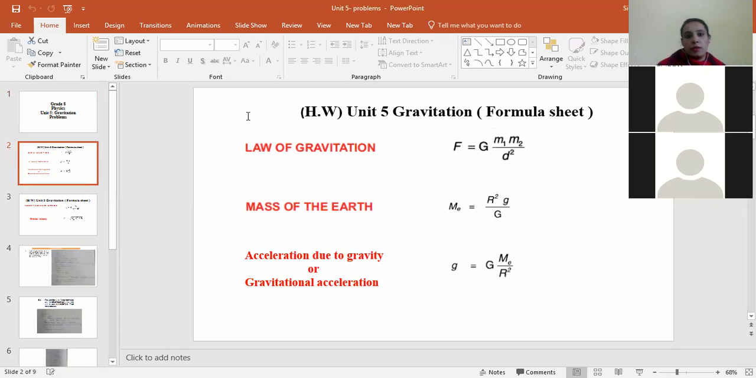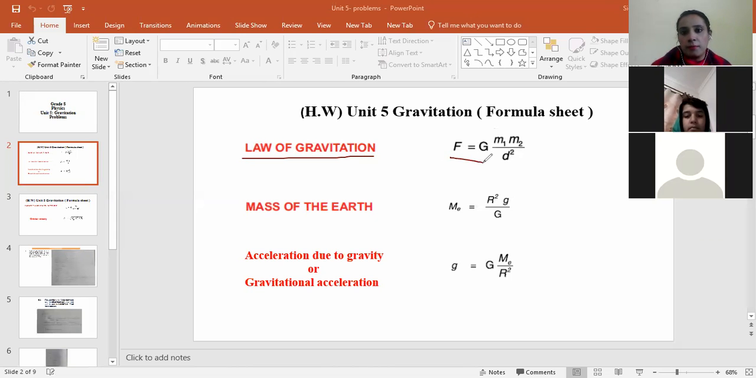Before going directly to the problems, you have to memorize some formulas which we have already learned in the previous lecture. The first formula is the law of gravitation, given by F equals capital G m1 m2 by r square. If you need to find the force, you can use this formula. If you need to find the value of mass, you can use the same formula. Or sometimes if you need to find the distance, you can use the same formula.